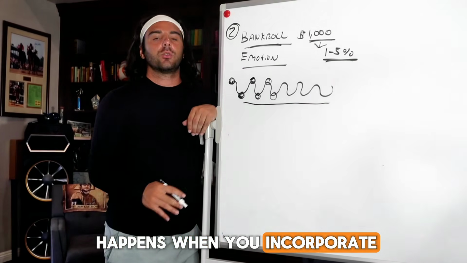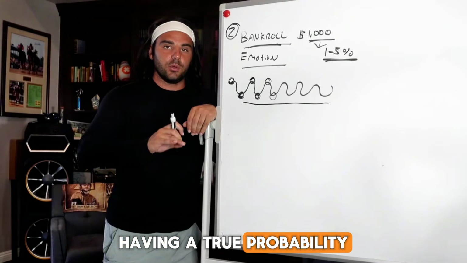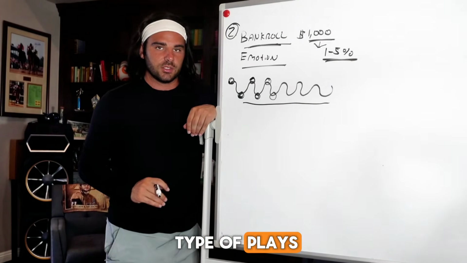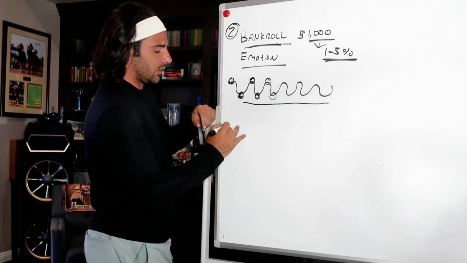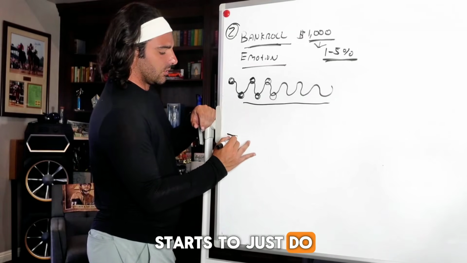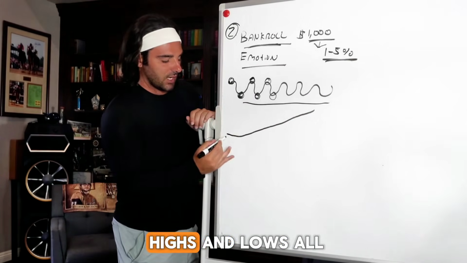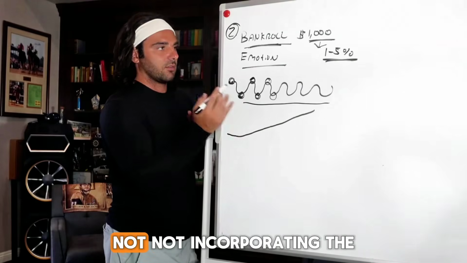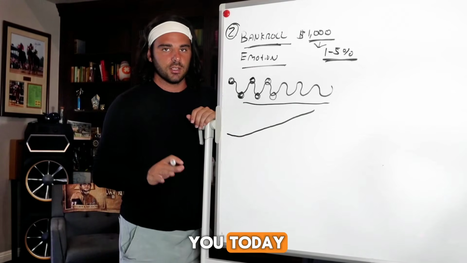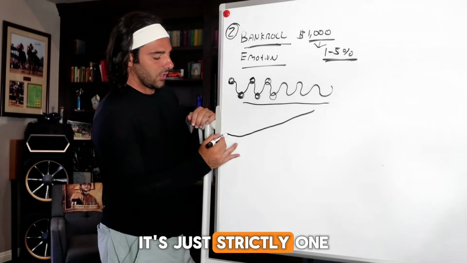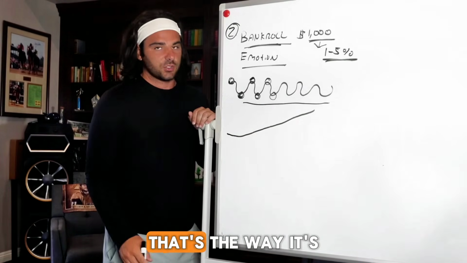You want to know what happens when you incorporate having a true probability and having an edge and only playing those type of plays? This is what happens, okay? See this line right here? Starts to just do this and goes just like that, okay? There's none of those highs and lows all the time, okay? Not incorporating the strategy that I'm teaching you today. It's just strictly one way, and that way is to go up. That's the way it's going to go.